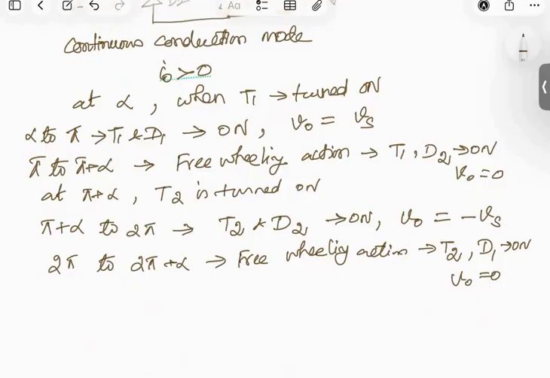So these are all the intervals which will happen for one cycle. During alpha to pi, when T1 and D1 are on, V0 will be equal to Vs. From pi to pi plus alpha, freewheeling action takes place, so V0 will be 0. From pi plus alpha to 2 pi, T2 and D2 are on, so V0 will be equal to minus Vs. From 2 pi to 2 pi plus alpha, freewheeling action takes place, so V0 will be equal to 0.